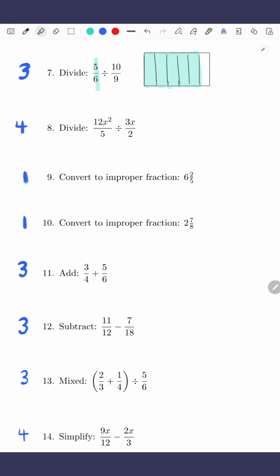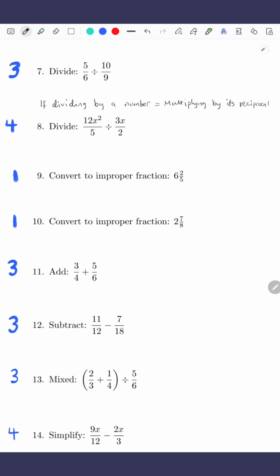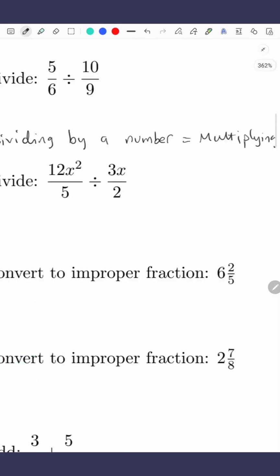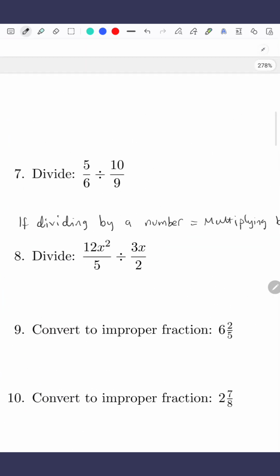That's 5/6. And you're going to divide it by 10/9. And the method goes something like this. It comes from a reciprocal relationship, actually, that if I divide, so we should write this down, if I divide by a number, it's the same as multiplying by its reciprocal. So in that regard, we have to understand, I guess, what a reciprocal is. So let's go into a deep dive on reciprocals.